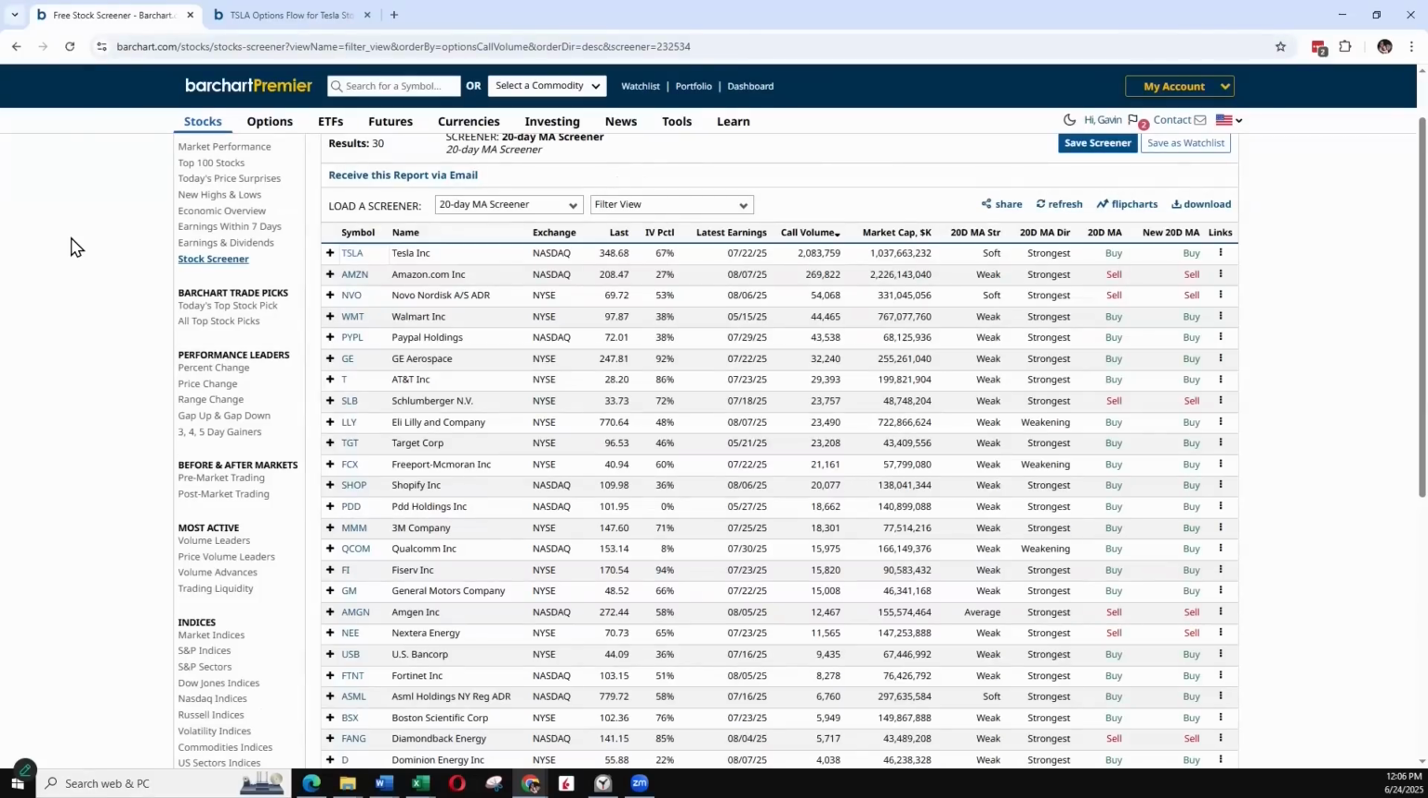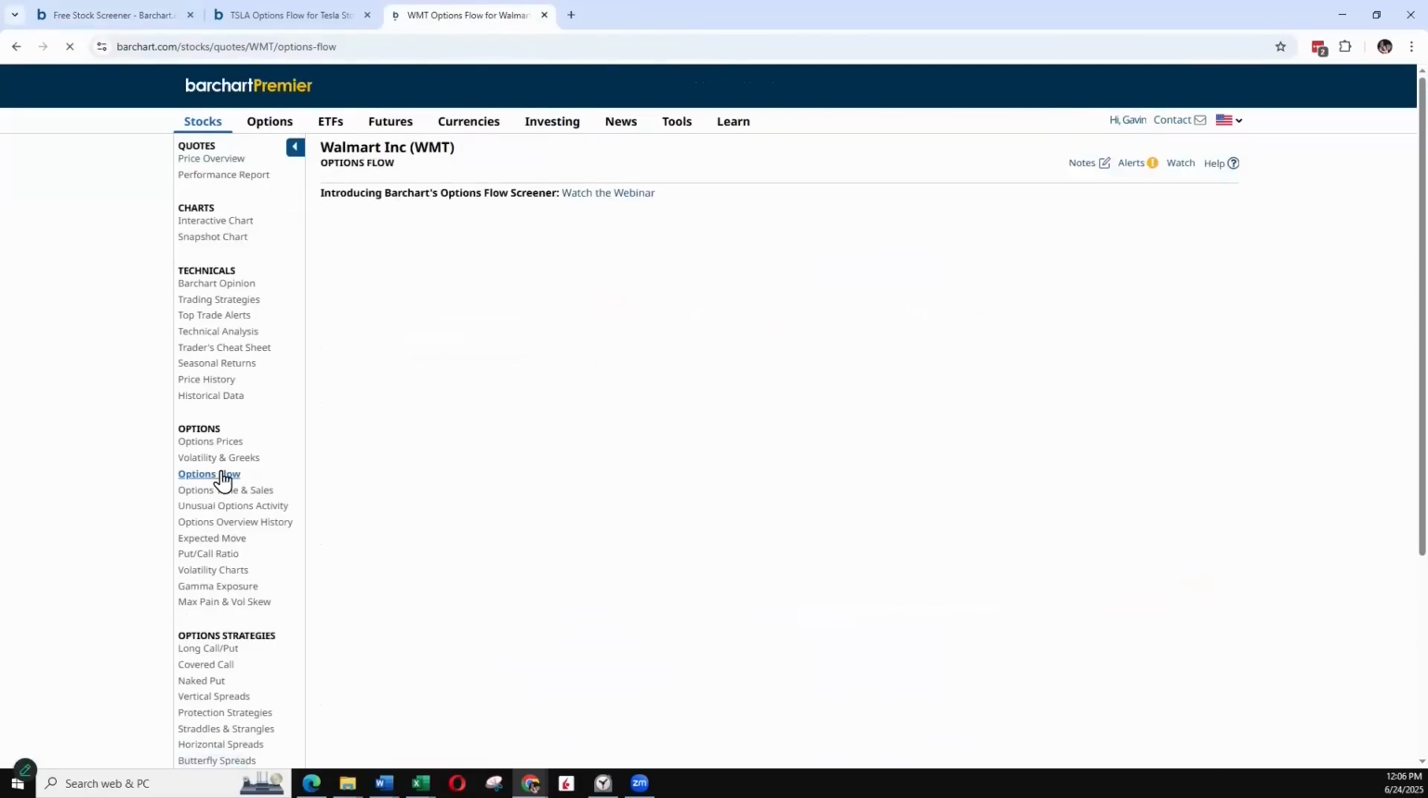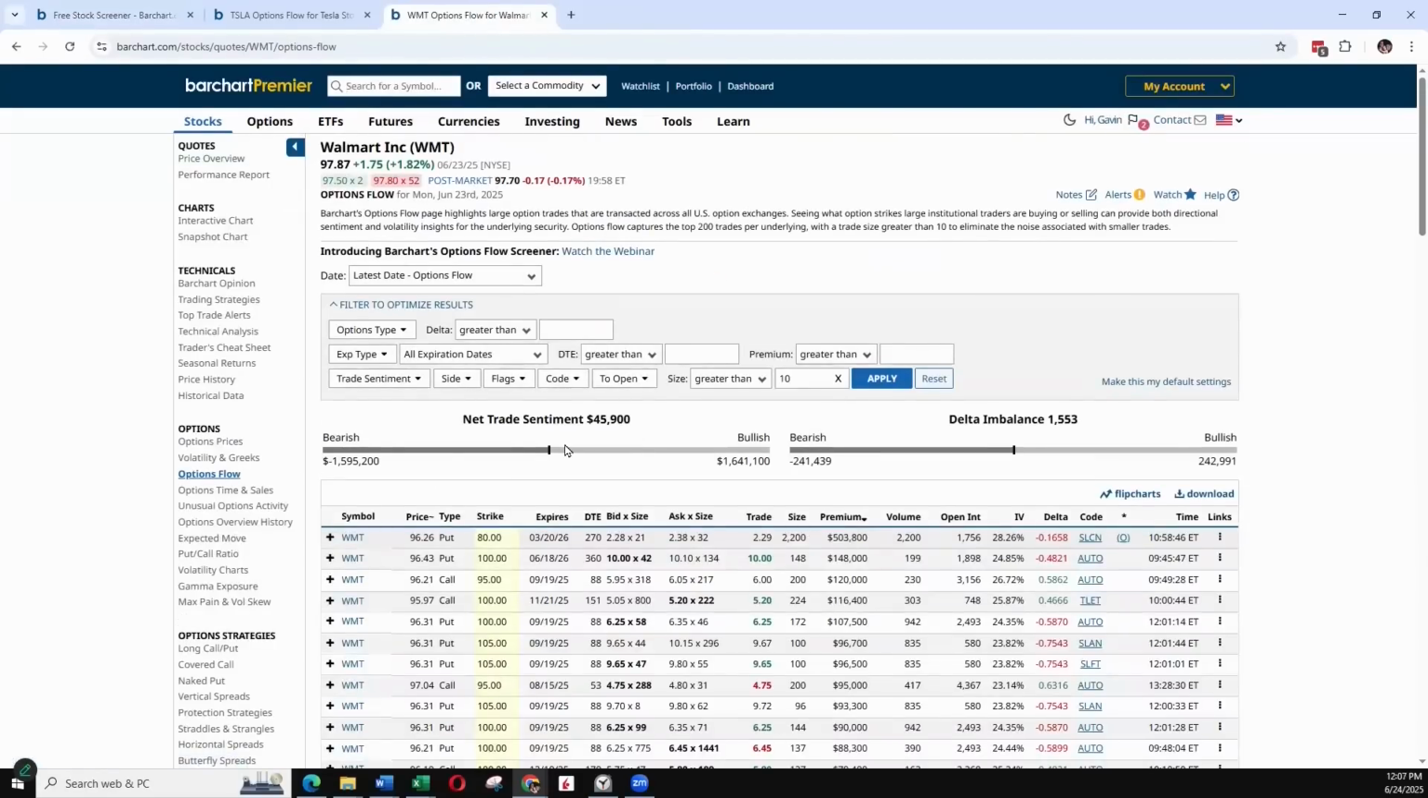So if we go back to our results table, I'm going to look at the next one that has a buy signal, and that's Walmart. And if I go to options flow, in this case, we've got slightly bullish sentiment, which is good. So that's maybe a better candidate for a bullish trade.